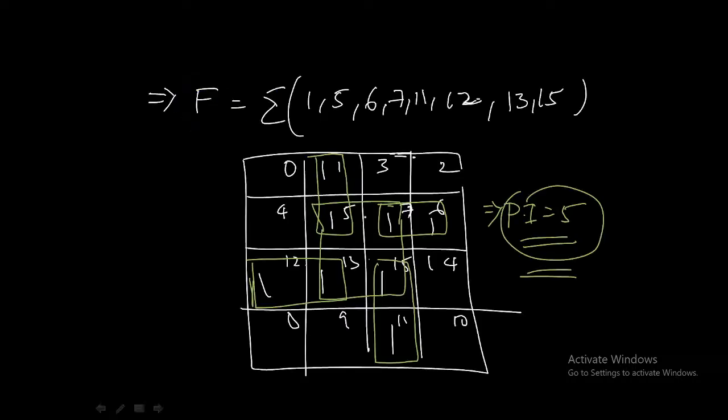Total number of essential prime implicants present here: if you observe, this is an essential prime implicant. This grouping is necessary, and this also is an essential prime implicant. This group is necessary, and this grouping is also an essential prime implicant since it is necessary. And this quad, which is grouping 4 minterms, is now covering the previous groups, so it will become a redundant prime implicant.